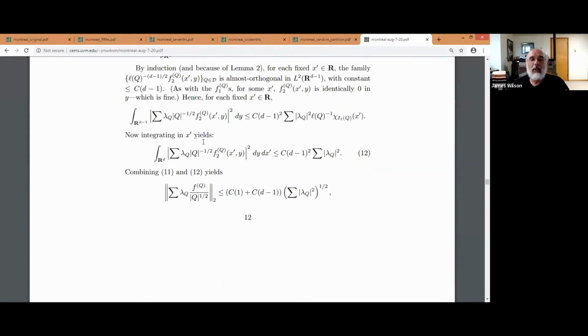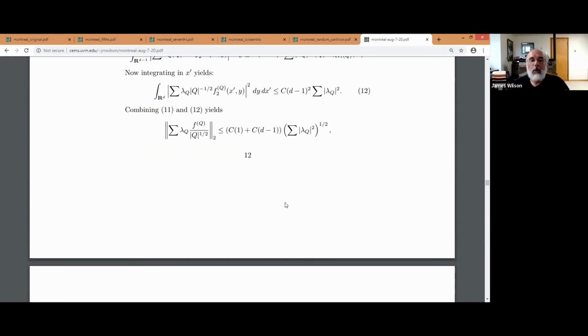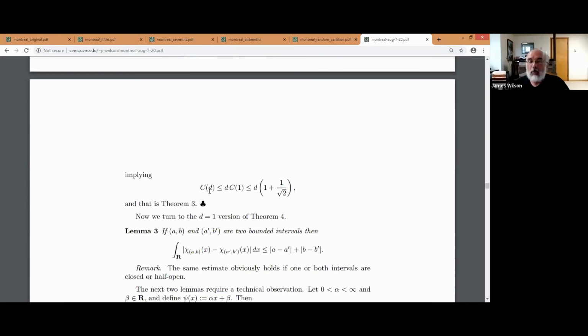Put these together, and when you sum up with the total function, you get c of 1 plus c of d minus 1, times the sum of lambda_Q squared, to the 1/2. And of course, that's saying that the constant c of d is going to be bounded by d times c of 1. It goes up by c of 1 each time, and you've controlled that.